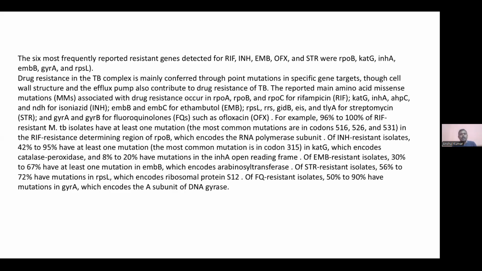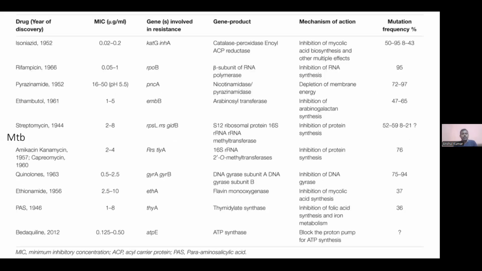Of EMB resistant isolates, 30% to 67% have at least one mutation in EMBB, which encodes arabinosyl transferase. Of STR resistant isolates, 56% to 72% have mutations in RPSL, which encodes ribosomal proteins. Of FQ resistant isolates, 50% to 90% have mutations in GYRA, which encodes the A subunit of DNA gyrase.